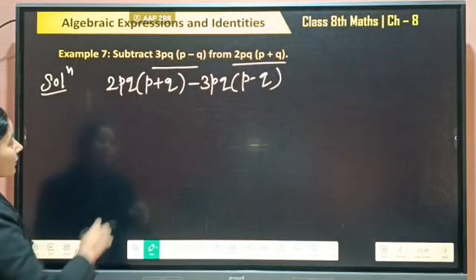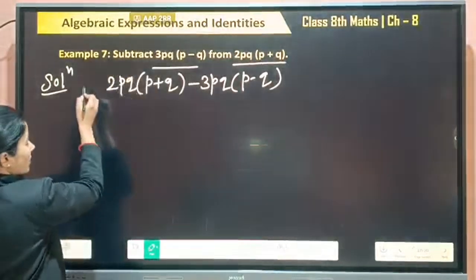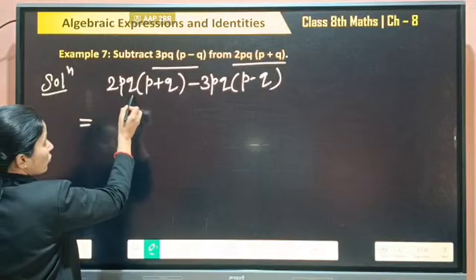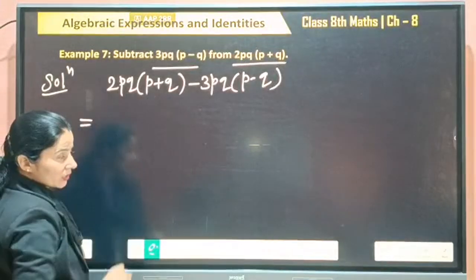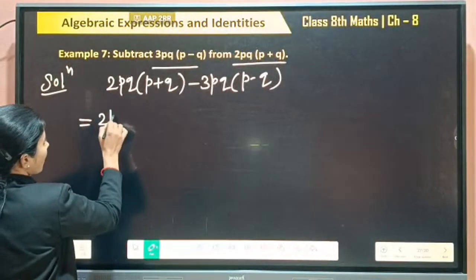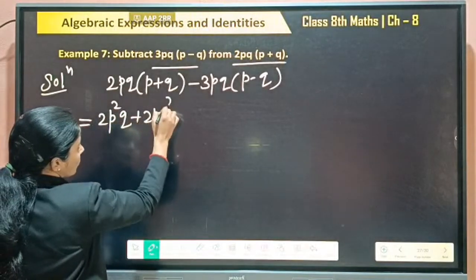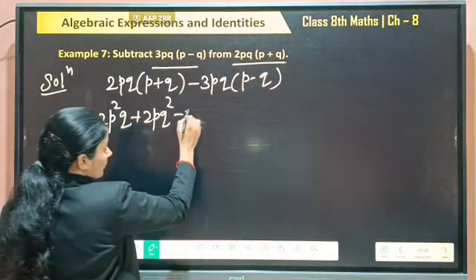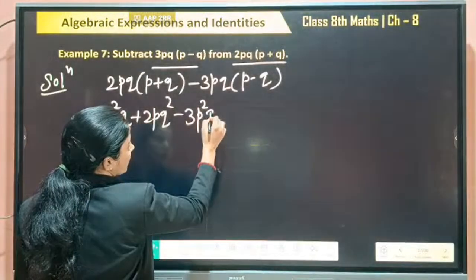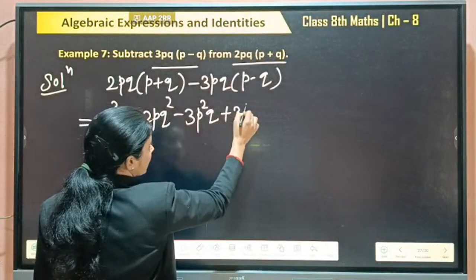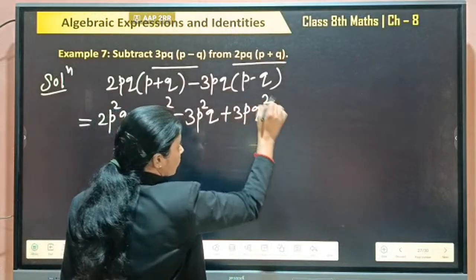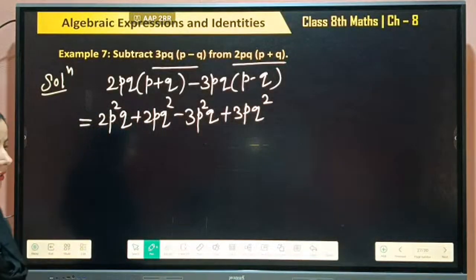Before subtracting, I want to simplify. Let us simplify. Multiply this 2pq first with p and then with q. It will be 2p square q plus 2p q square, minus 3p square q plus 3p q square.